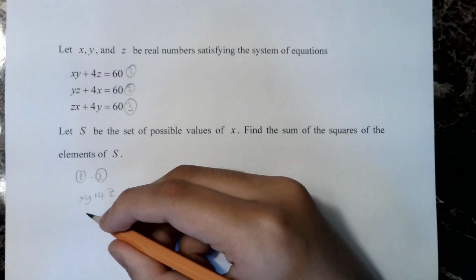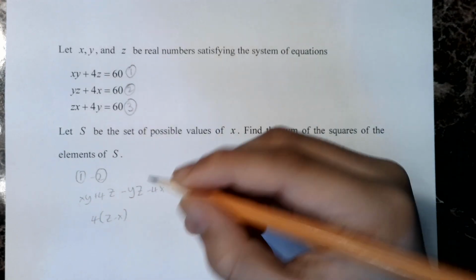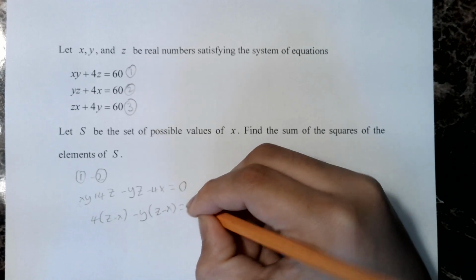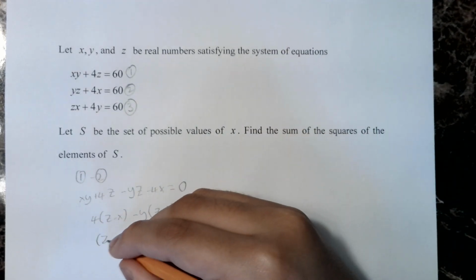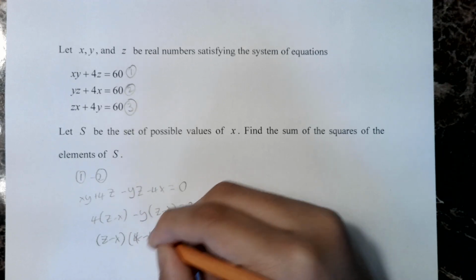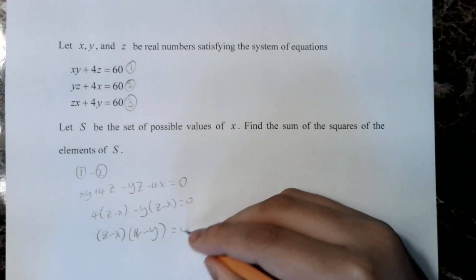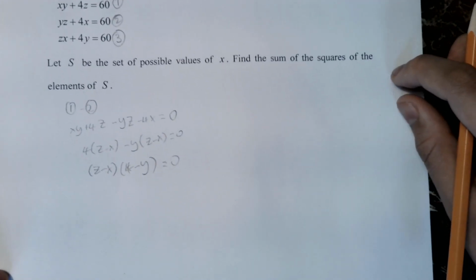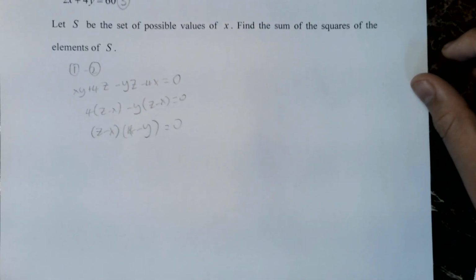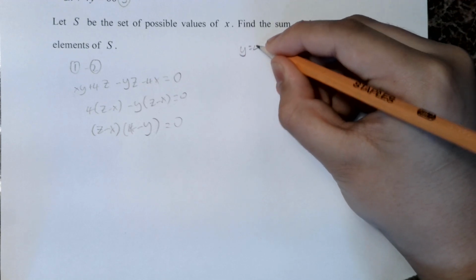Then we can factor this. So, z minus x times 4 minus y, is equal to 0. Eventually we get (z minus x)(4 minus y). So, now that we have this, we can see that either x is equal to z or y is equal to 4. So let's first start off with our first case, which is that y is equal to 4.